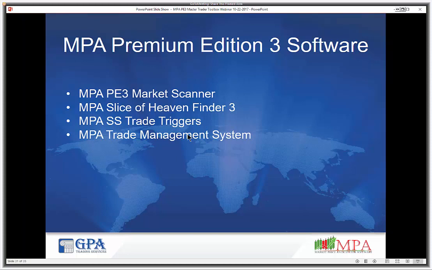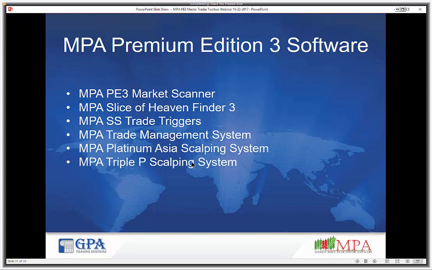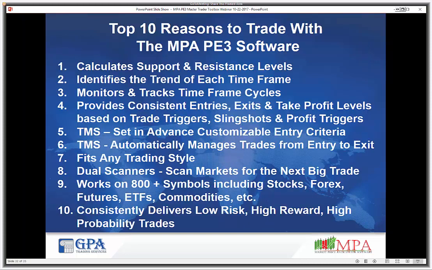Very intuitive, it can buy the dips in an uptrend, sell the rallies in a downtrend, can sell PAI hooks and trend momentum crosses, can buy them, and it does everything from A to Z, and it's customizable for all trading types. We have a scalping system called the Platinum Asia, if you like to trade during the Asia period. We have a triple P scalping system that can be used in all markets. We have that breakout trade system I briefly mentioned as well, powerful.